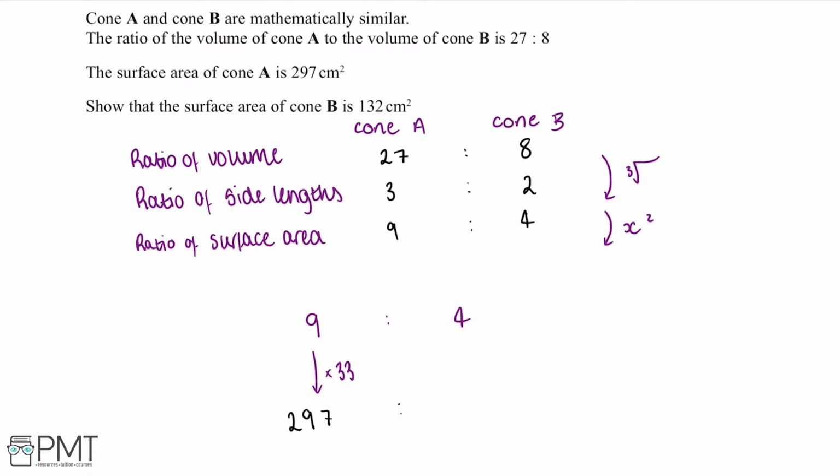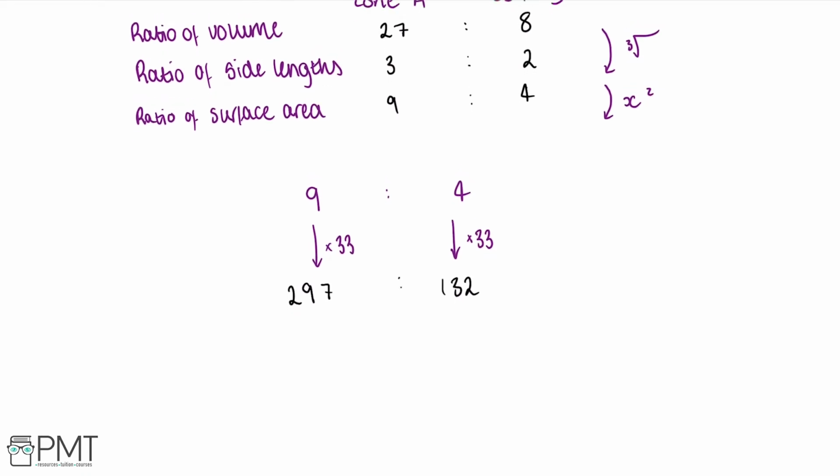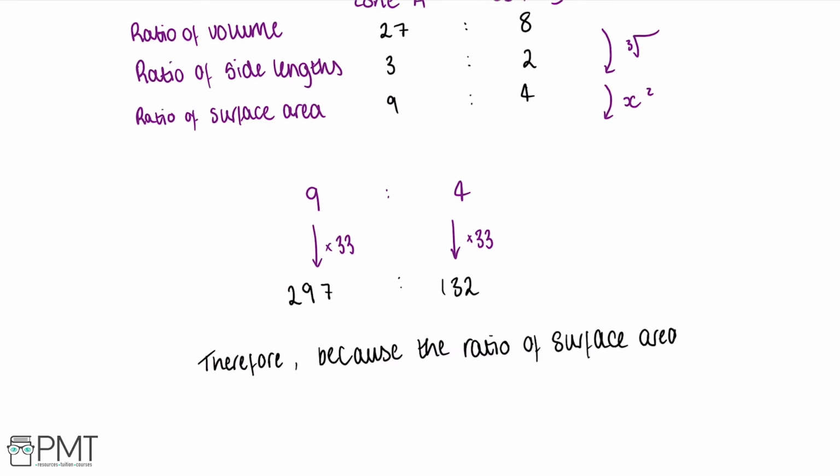So we can do the same calculation to the right-hand side of this ratio. And 4 multiplied by 33 gives us 132. So now the final thing we can do is write a summary statement. So we can write that therefore, because the ratio of surface areas is 9:4, the surface area of cone B is 132 centimetres squared.